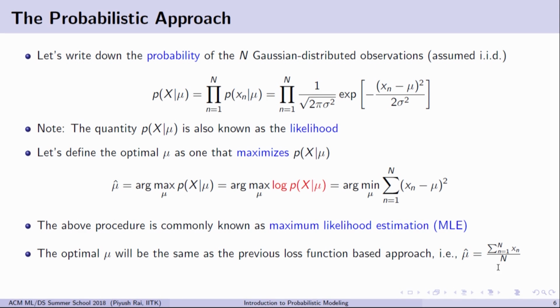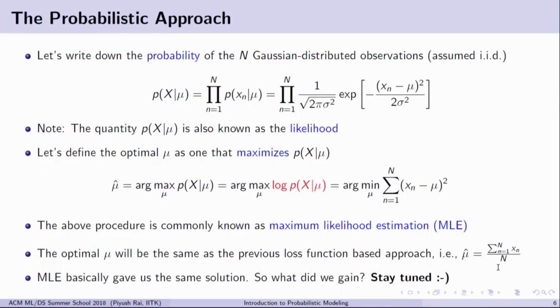So what is the point of this whole exercise? If all we are doing is maximum likelihood estimation, which is giving us the same solution as the loss function based approach, why bother about doing all this? What did we gain here by taking a probabilistic approach? Well, we'll get the answer shortly. But at least we have seen that we can pose this problem in a probabilistic way. We can formulate a maximum likelihood estimation problem, and we will have a solution for the original problem. What other benefits this approach gives us, that is what we are going to look at shortly.